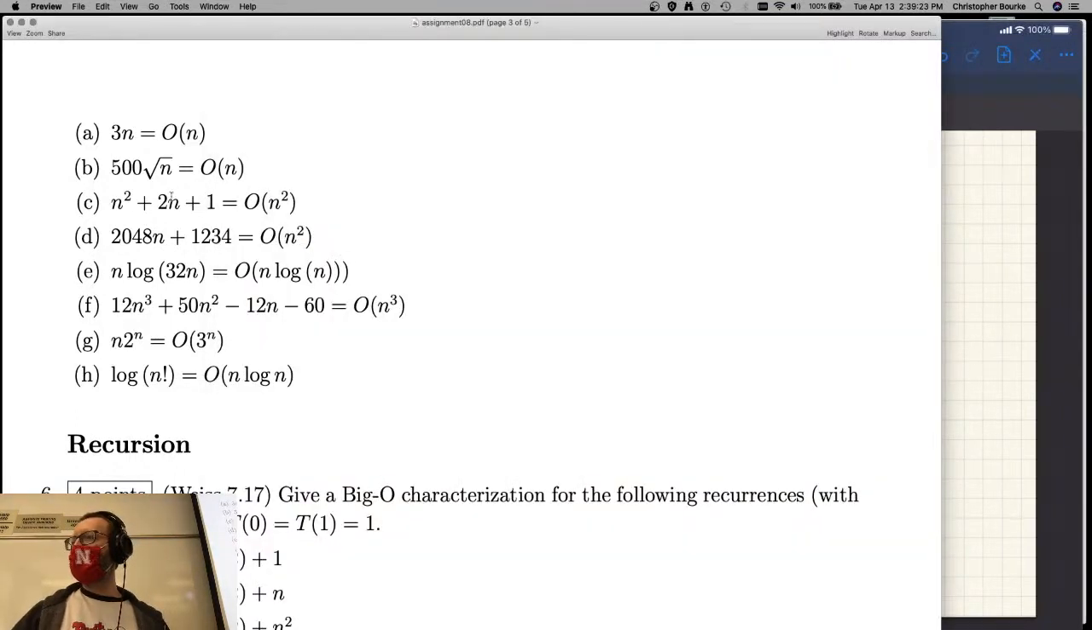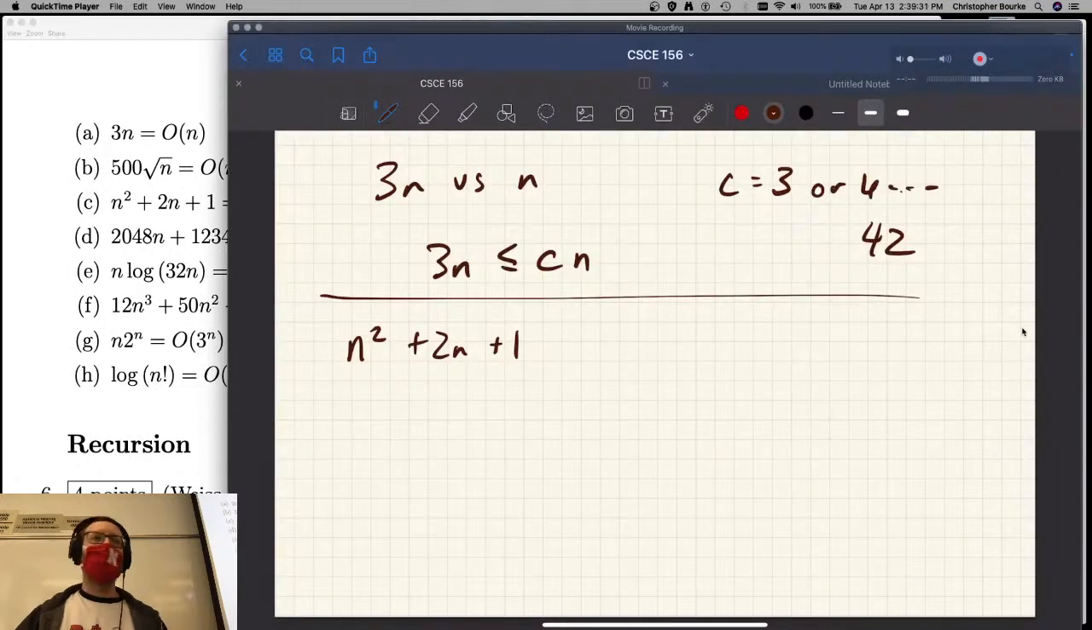Let's go with this. How about this one right here? N squared plus 2n plus 1. And we want to show that that's big O of n squared.